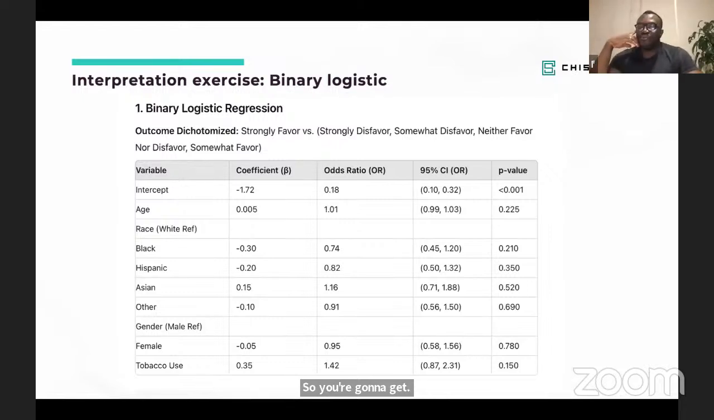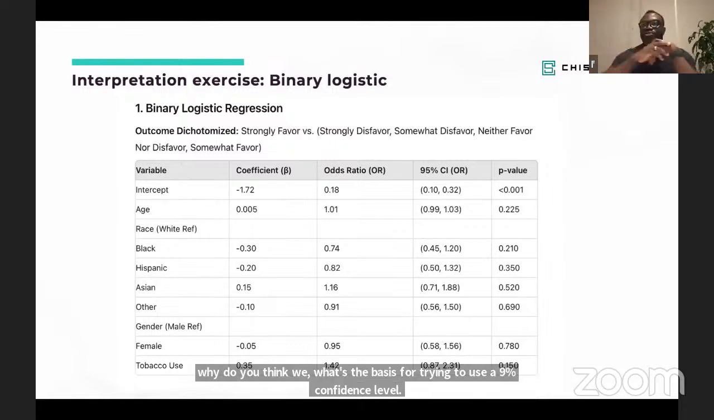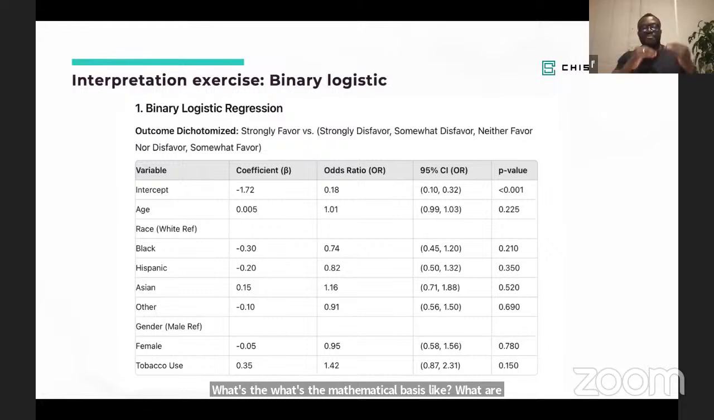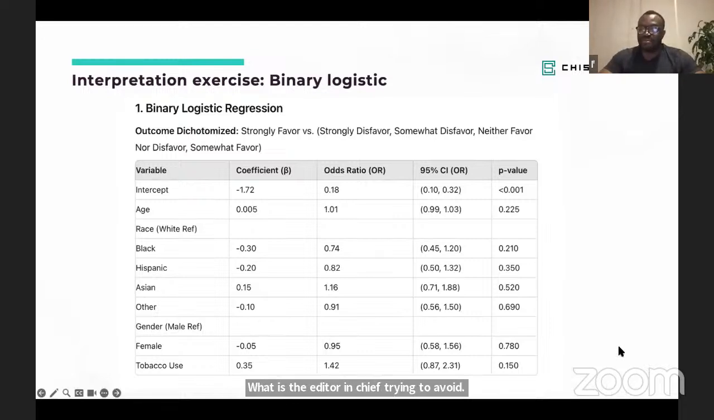And what's the basis for trying to use a 99% confidence interval? What's the mathematical basis? What are we trying to avoid? Well, in the context of an exploratory analysis, you might submit your paper to a journal and the editor-in-chief tells you, well, it seems you are doing a lot of exploratory analysis here. To be conservative, can you kindly use 99% confidence intervals? What is the editor-in-chief trying to avoid? Excellent, I see correct answers there. Who wants to unmute and explain to us why a 99% confidence interval will reduce type 1 error?